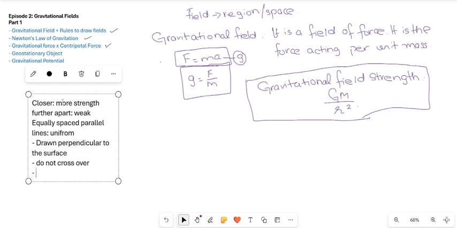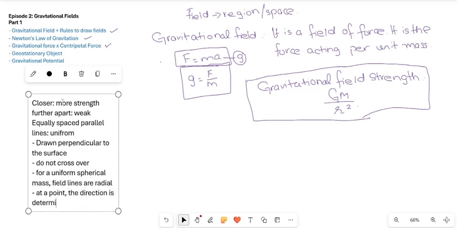For a uniform spherical mass, the field lines are radial. I'll explain all of these through an example. Field lines always point towards the mass, and at a point the direction is determined by a tangent to the field.